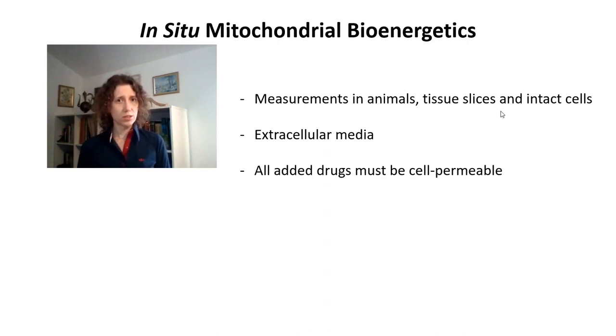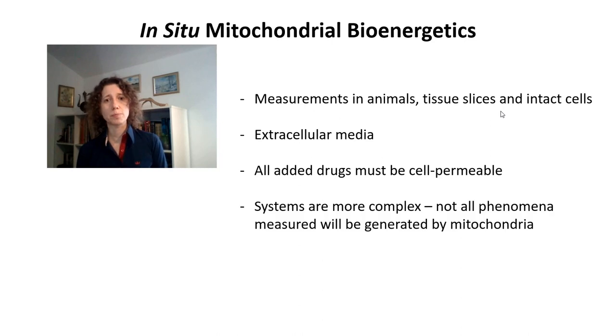Another characteristic when you're studying mitochondrial bioenergetics in situ is that all the drugs that you add must be permeable to the plasma membrane in order to reach mitochondria and affect mitochondrial function. This is in general not that difficult to do because most mitochondrial regulators and toxins are substances that are lipophilic because they affect the mitochondrial inner membrane, and therefore they do permeate the plasma membrane. So you can use those drugs such as oligomycin and FCCP and rotenone and antimycin that we already spoke about when we were talking about permeabilized cell systems.